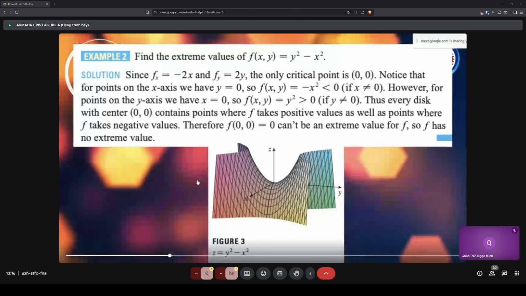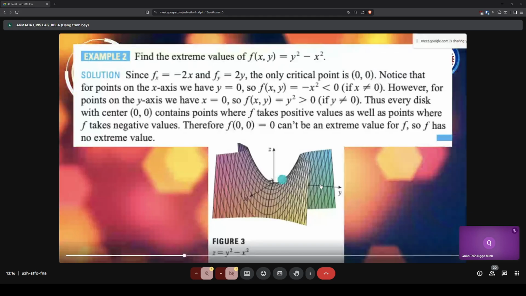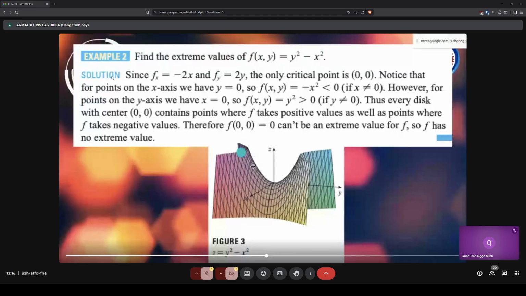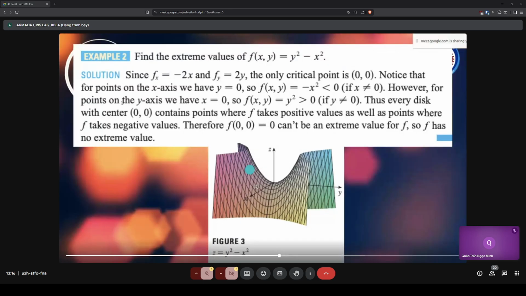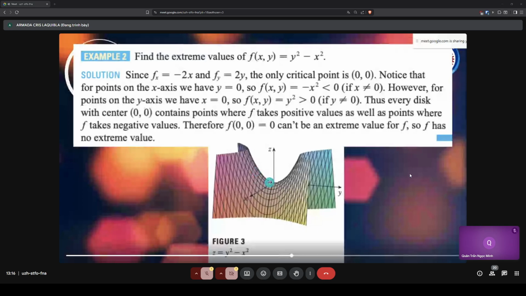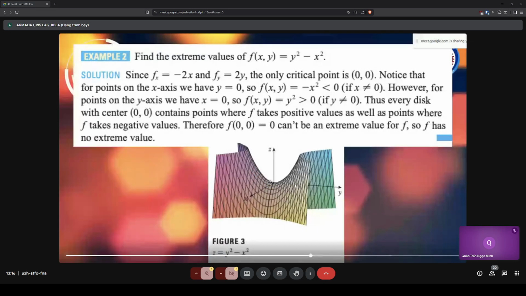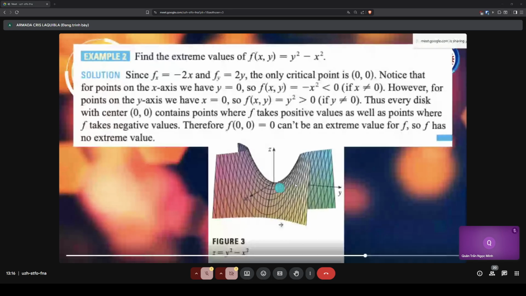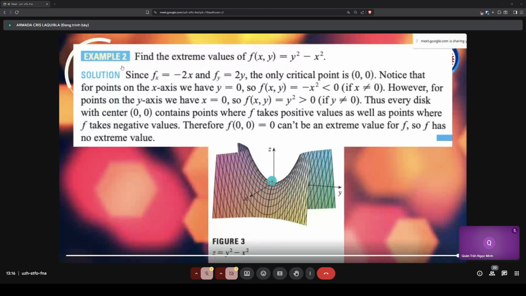So as you can see here, if this is your point, there are some parts of the graph that are located here in the upper part. And there are also parts where the other points are lower than that one. So there are positive values and negative values here. So actually, this point, class, is not a local maximum and not also a local minimum. Okay, we have a special name for this point here. I will discuss that next slide.